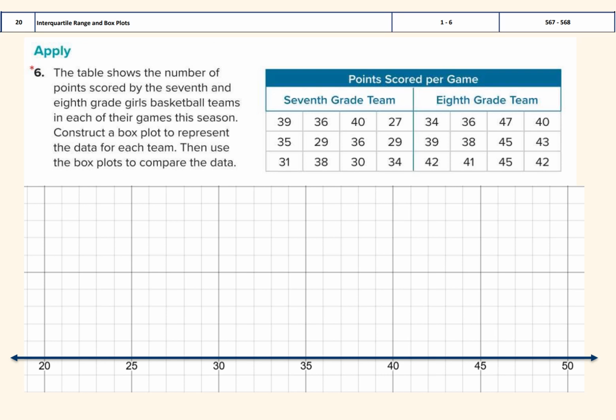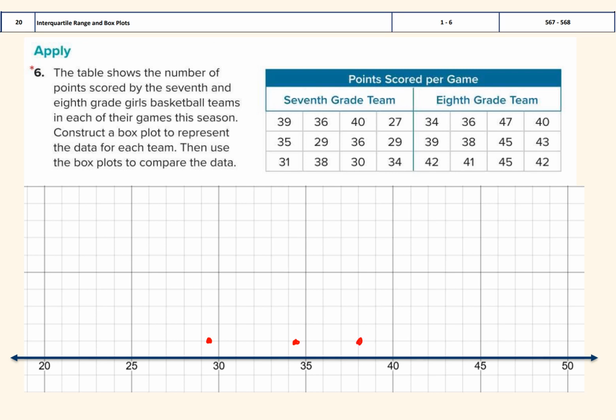The median is going to be 34.5. This is 35, 34 is here. So 34.5 is going to be in the middle between 34 and 35. So here it is. Okay. And then Q3 is going to be 37. So 35, 36, 37, here it is.